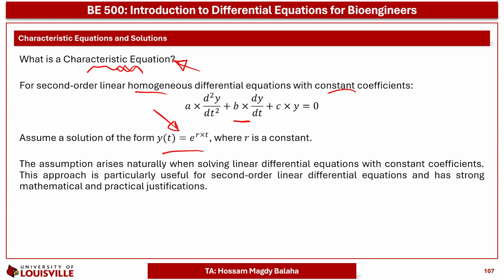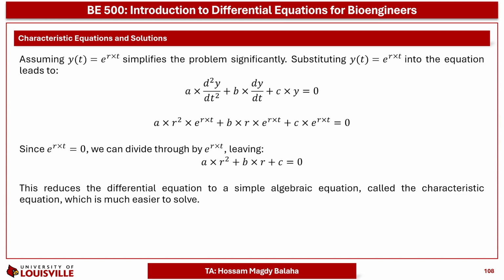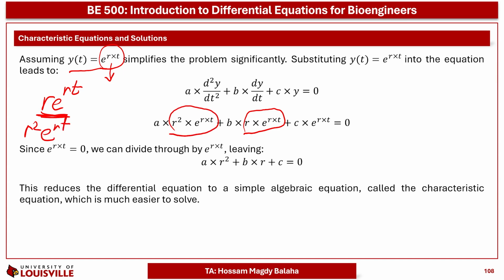So let's assume we have that solution. Based on that solution, substitute in the equation. The derivative of e to the rt will be r e to the rt, so substitute it here. The second derivative will be r squared e to the rt, substitute it here, and y will be e to the rt. Now we have a formula.